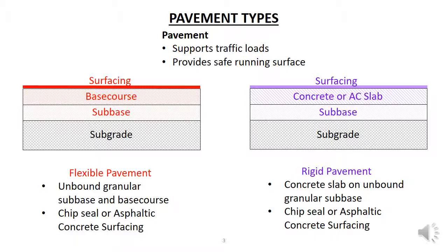Rigid pavements are constructed of a reinforced concrete slab or a dense asphaltic concrete layer, generally greater than 100mm thick, sitting on an unbound granular sub-base or base course. The concrete slab is sometimes the road surface, or more commonly a layer of asphaltic concrete is placed on top of the slab.